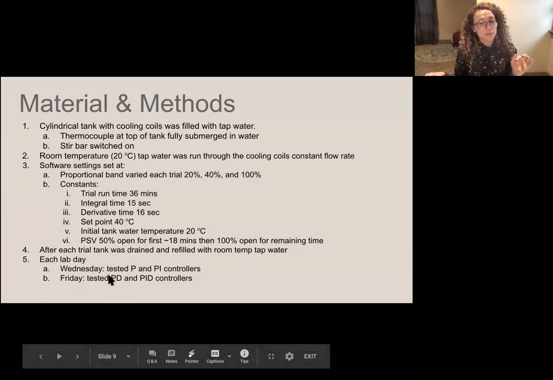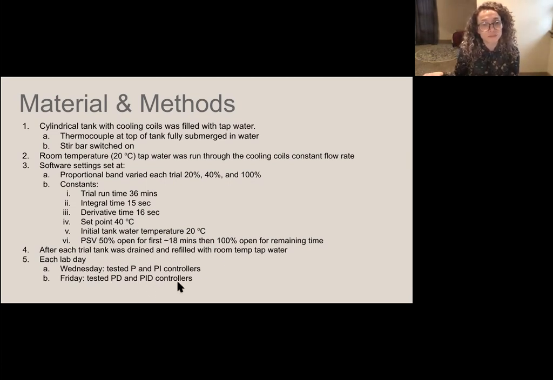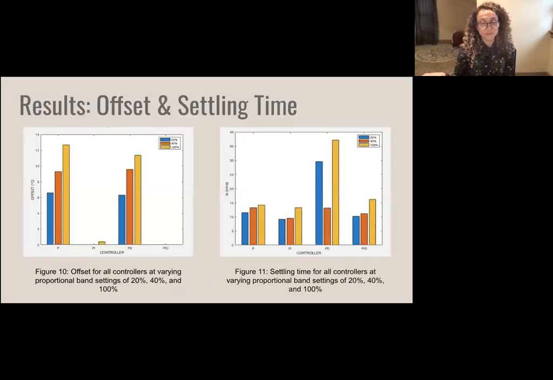And so each lab day, Wednesday we tested the P and PI controllers, and then Friday we tested the PD and PID controllers. And so we tested each controller 3 times: one for the 20% proportional band, the second for the 40% proportional band, and the third for the 100% proportional band. So our results were as follows.